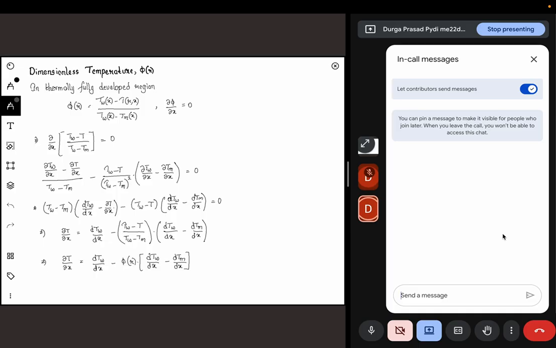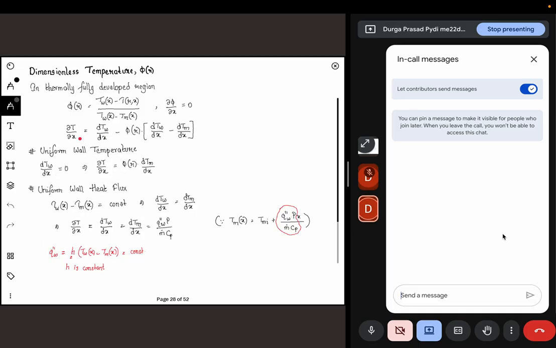And once you substitute that, you obtain two different relations. The del T by del x is related with the other derivatives in this particular form. And depending on either uniform wall temperature or uniform wall heat flux, you will end up either with this particular relation or the other one. And this equals a constant.